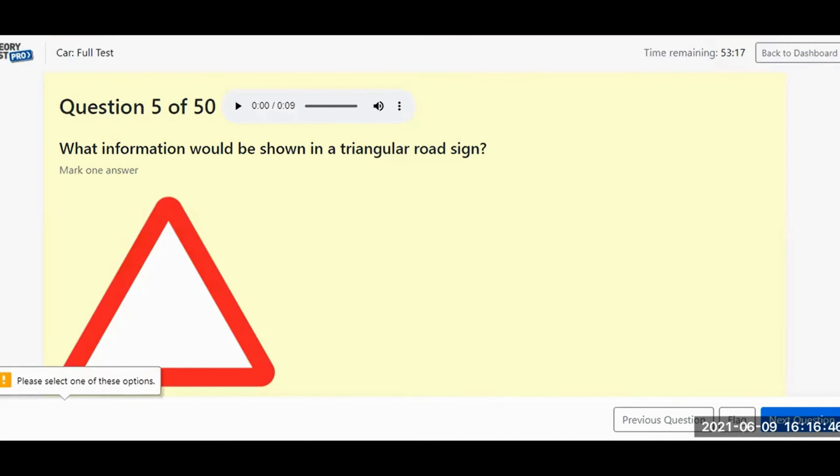So what information would be shown in a triangle road sign? Again, you will see the options. First you see this triangle is for warning signs. If they're pointing on the top, it's a warning. When they're pointing down, that means give way. So again, you go for the options and you see what sign these options have.